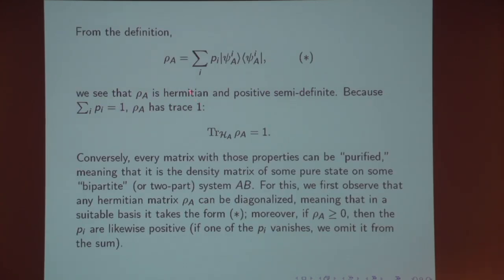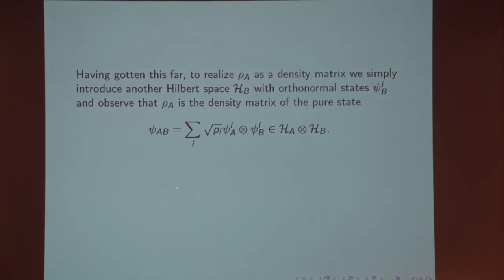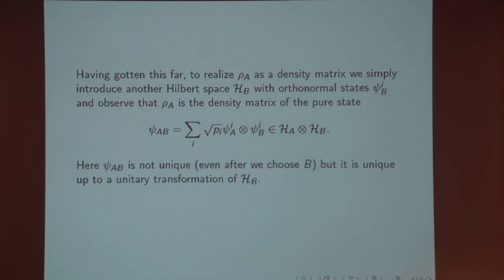Now, if we're given rho, then this is an example of a bipartite state that would lead to rho as the density matrix on system A. But it's not unique because the psi B's were orthonormal vectors in H B, but that didn't determine them uniquely. However, it determines them up to a unitary transformation of system B. So psi AB, after we choose B, is unique up to a unitary transformation of H sub B. That's an important fact to bear in mind later.